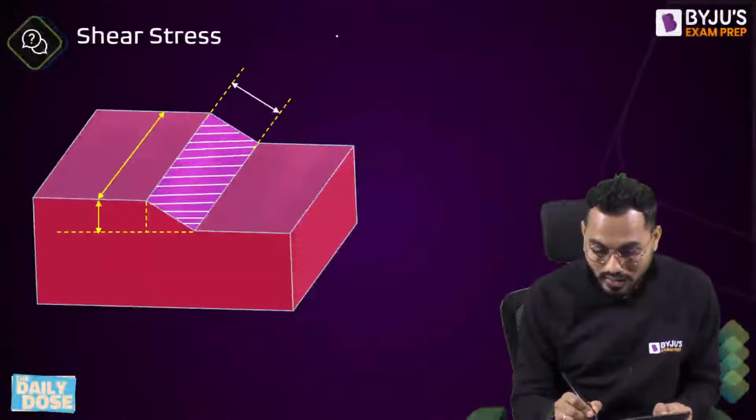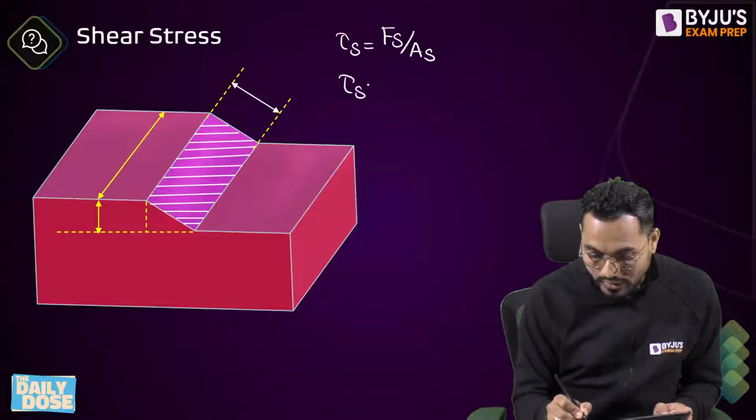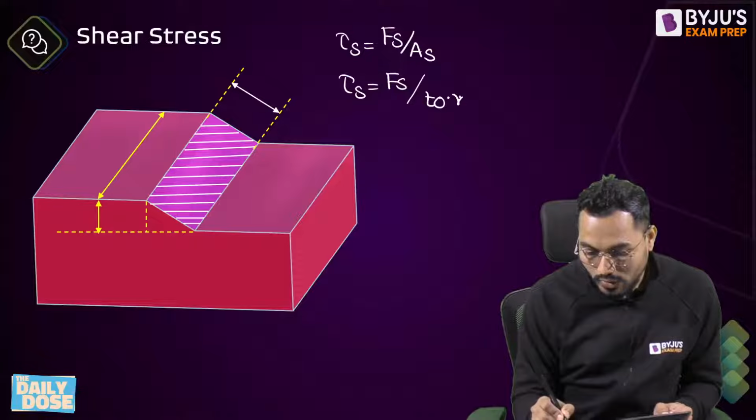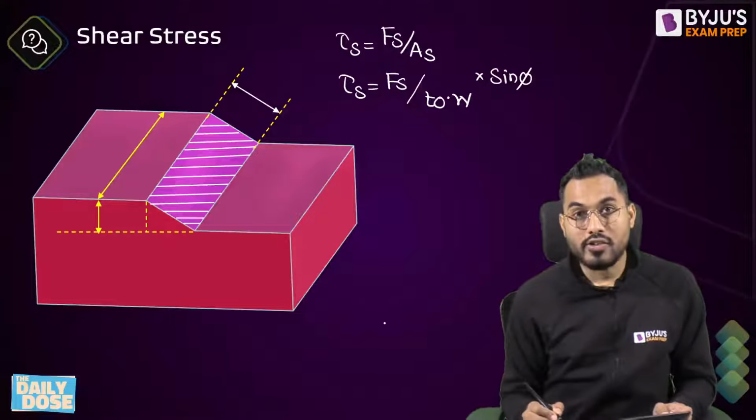So it's very simple: the shear stress along the shear plane is exactly equal to the shear force divided by the shear area. So tau S is exactly equal to shear force divided by shear area, which is T0 into W naught divided by sin phi. So sin phi will come to the numerator. This equation is coming.